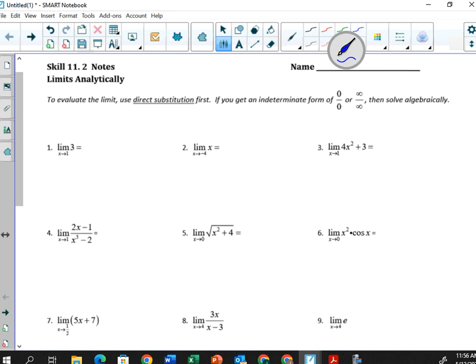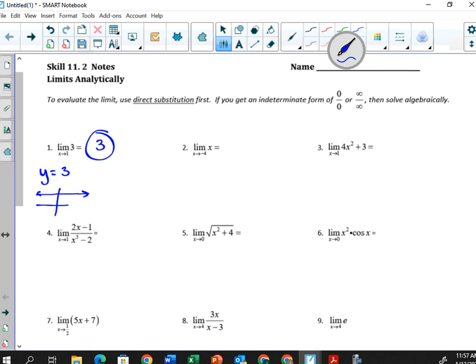So the first one, limit of 3 as x approaches 1. That's talking about the line y equals 3. Is there anywhere to plug in the 1? There is no denominator. There's just no x, so there's nowhere to plug it in. If you visualize it, that's just a horizontal line, right? So what is the y value going to be when x is 1? 3, and you have done number 1. So when it's a constant and you're evaluating the limit, it just will be whatever the constant is.